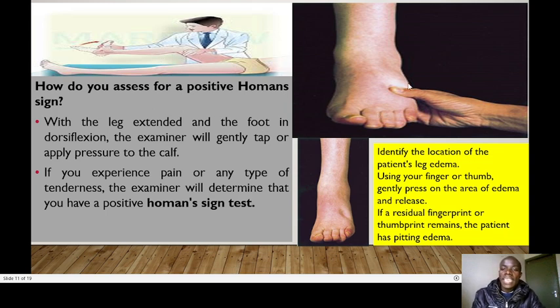In identifying pitting or non-pitting, you identify the location of the patient's leg edema. You use the thumb and the fingers. You gently press on the area of the edema and release. Okay, so if the residual fingerprint or thumbprint remains, the patient has pitting edema. Like in my case here, the patient has pitting edema.